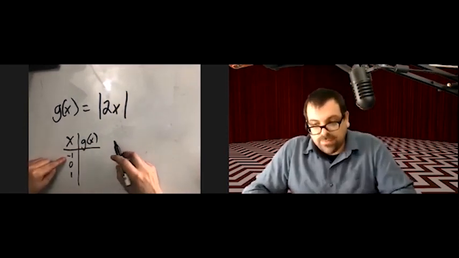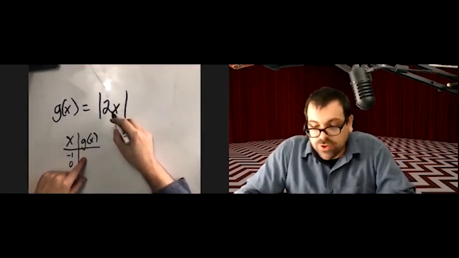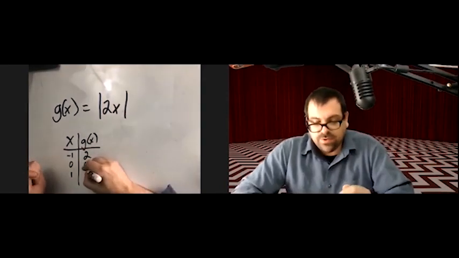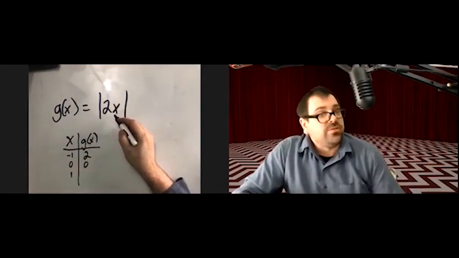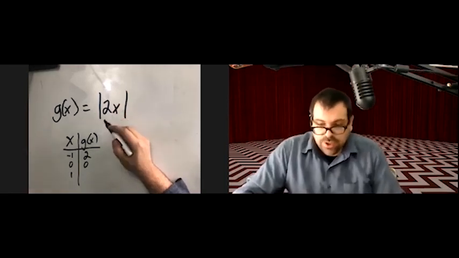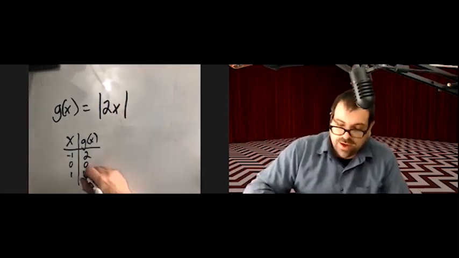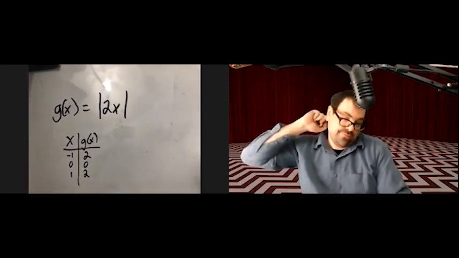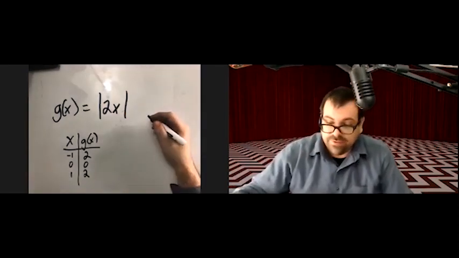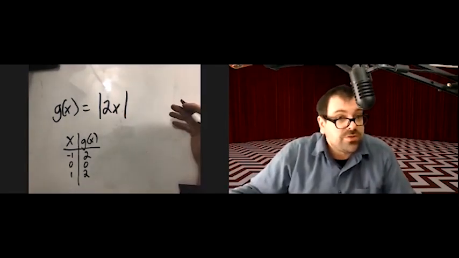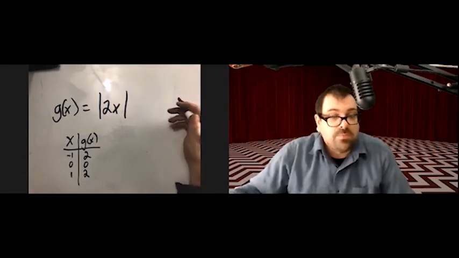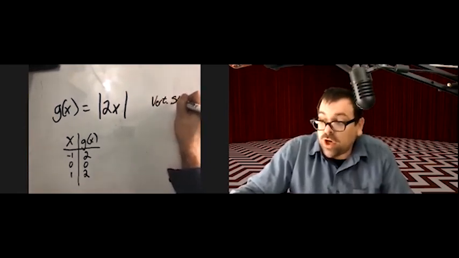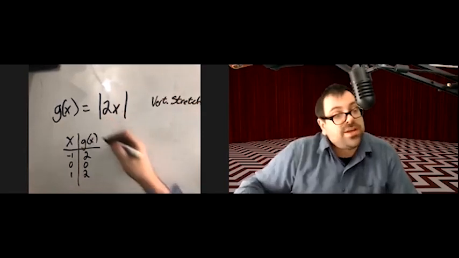-1 times 2 is -2. The absolute value of -2 is +2. 2 times 0 is 0. Absolute value of 0 is 0. 2 times 1 is 2. Absolute value of 2 is 2. This is the same stuff as for the vertical stretch. It's the same graph. A vertical stretch, that's what we would call it if the 2 was on the outside.